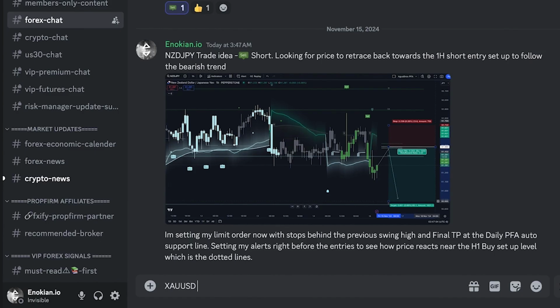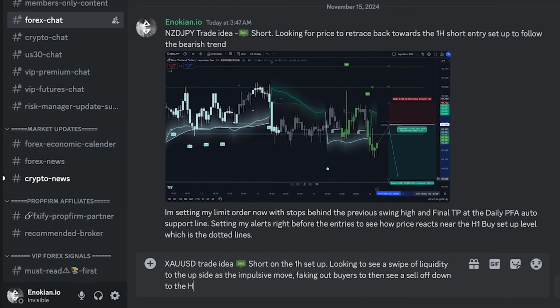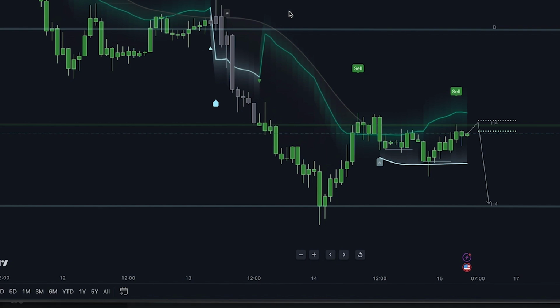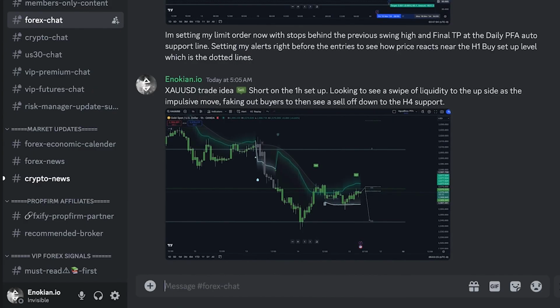Time to let everybody know: XAUUSD trade idea, shorts on the 1 hour setup. Looking to see a swipe of liquidity to the upside as the impulsive move, faking out buyers, and then seeing a sell-off down to the 4 hour support. Let's upload the photo of the screenshot we took and continue to explain before I take the trade.